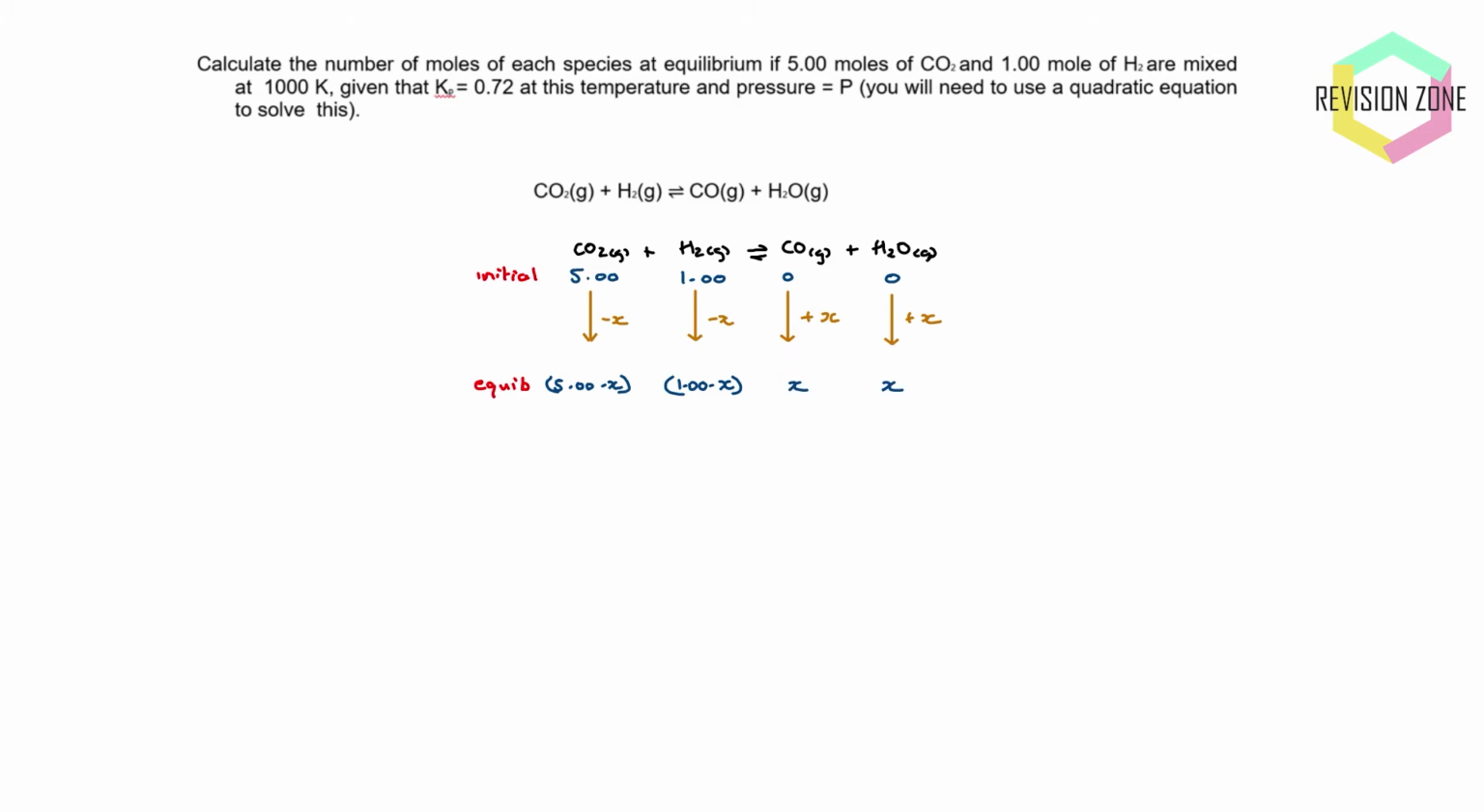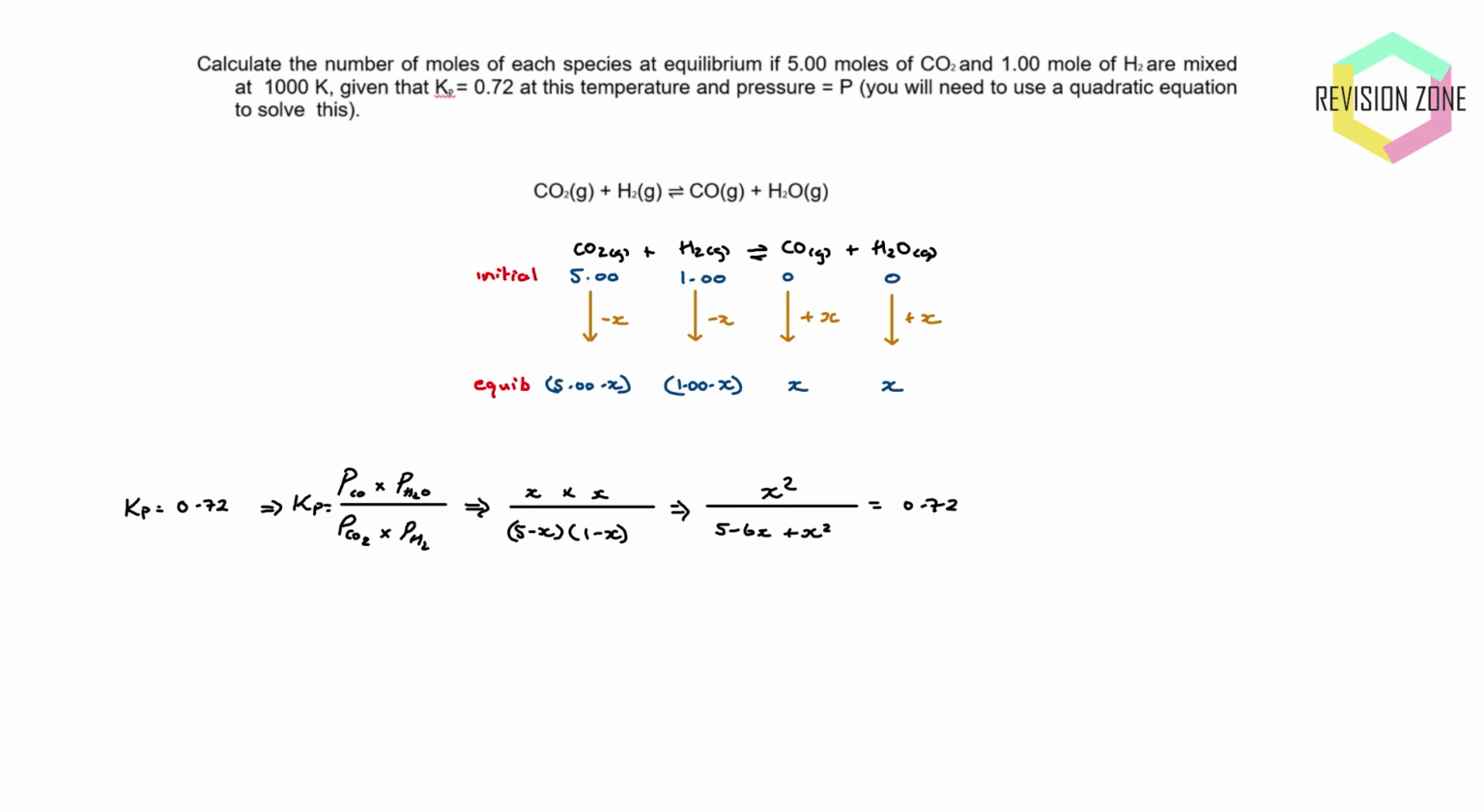So again, we're going to put it into our Kp expression. Now we know Kp is 0.72 from the question above, and that's our Kp expression. Remember, it's always the partial pressure of products over reactants. Then we insert our terms at equilibrium moles, so 5 minus x, 1 minus x, and x, and we get this term. I'm sure you know all this, but it's worth just going through it. x times x, obviously x squared.